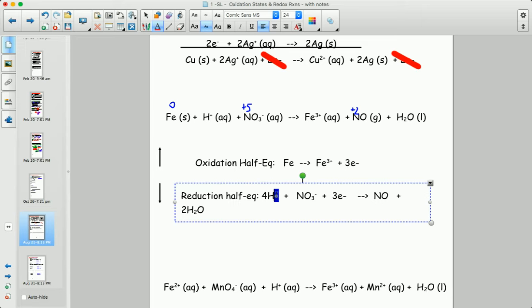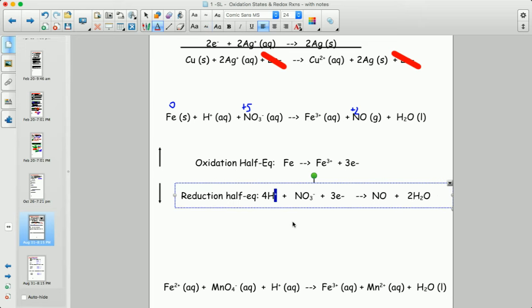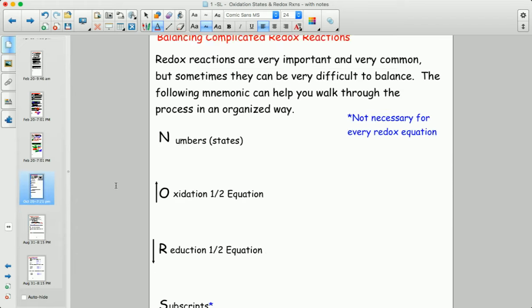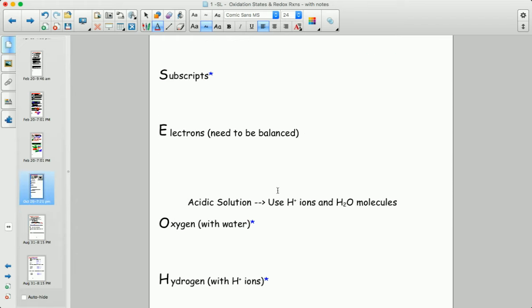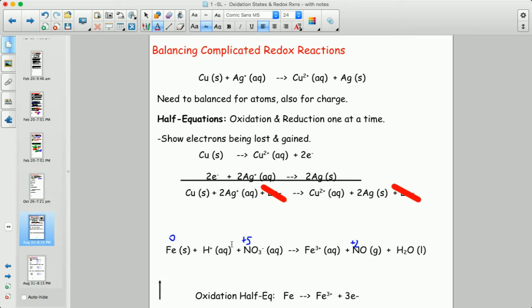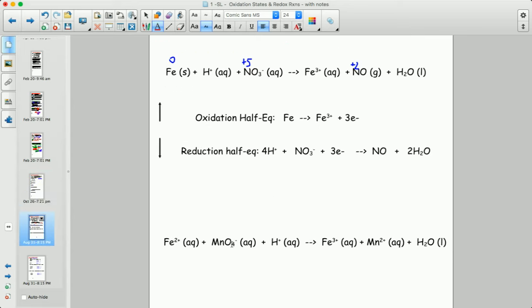Now, if this is your first time seeing this, you might ask, how come you're just allowed to do that? Well, again, as I mentioned, the questions tend to tell you that this is taking place in acidic solution. So you're not really making things up. You're just using the scenario to help you fill out and balance this equation. Now I've balanced N, the O's, and the H's, and so I've got my reduction half equation completed.